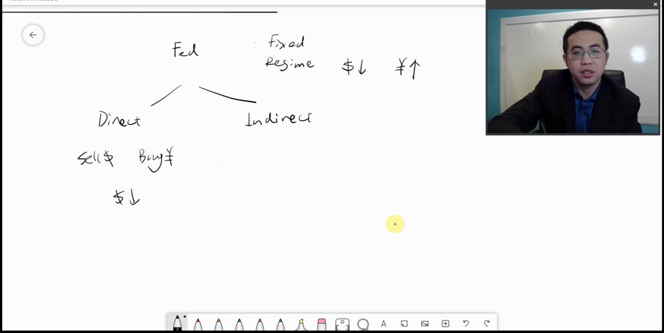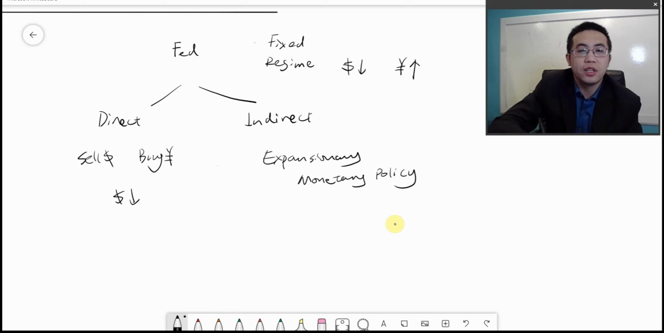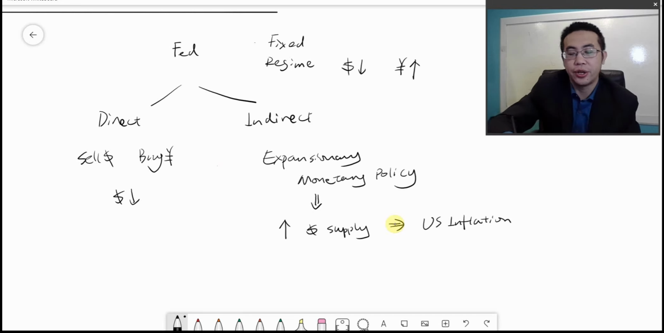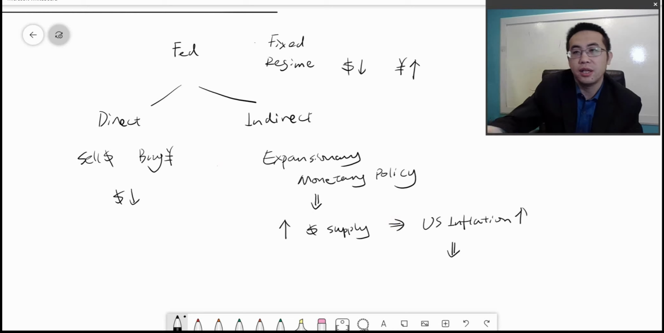And the indirect policy here, again, is through monetary policy, and this time we call it expansionary monetary policy. Okay, so the expansionary is about printing more money, just to increase the dollar supply in the domestic economy. Then what happens here is dollar inflation would go up, because the production did not catch up.